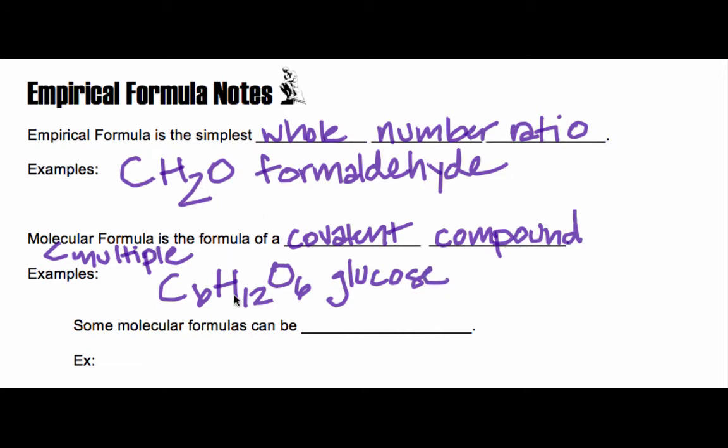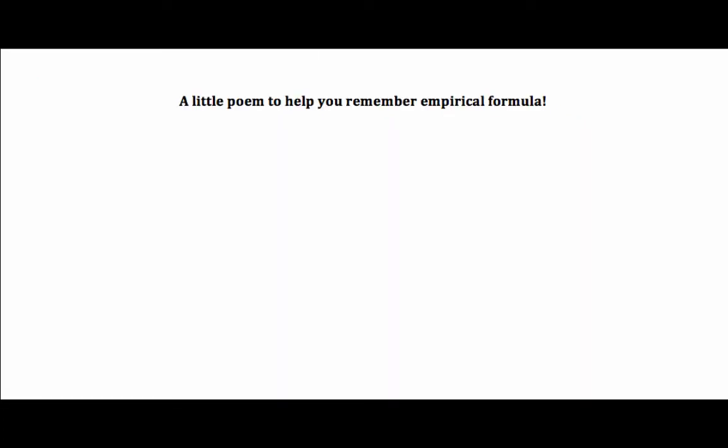It's kind of strange that these two formulas both have all of the same elements in them, but this one's just 6 times more elements in it than the formaldehyde is. So very different things. Formaldehyde would kill you, and glucose you have to live. Some molecular formulas can be reduced, which just means you can take the formula and divide it by some factor that's a whole number. So we could take the glucose formula and divide it by 3 and get C2H4O2.